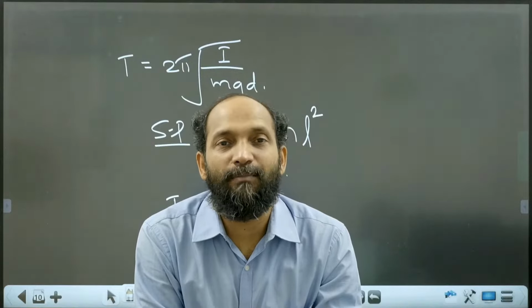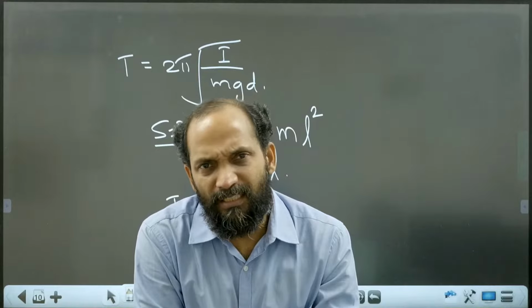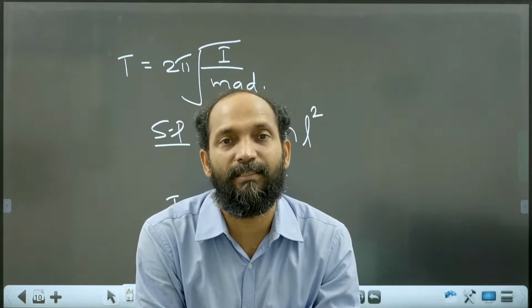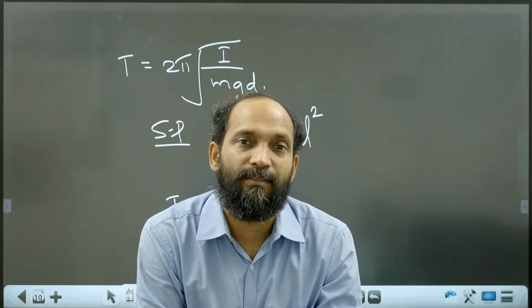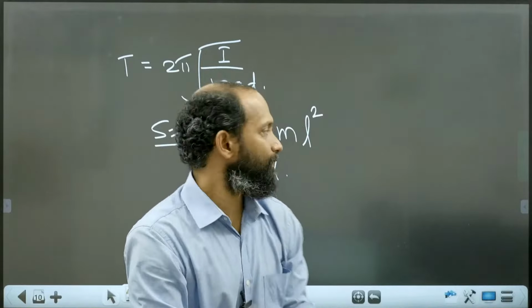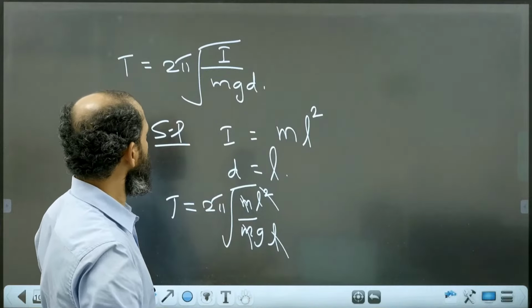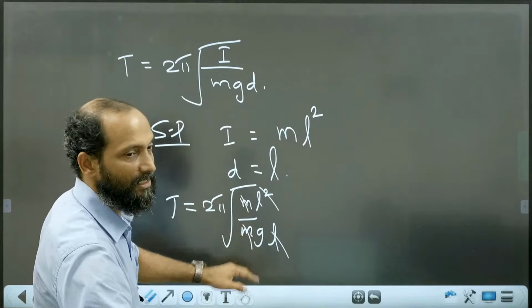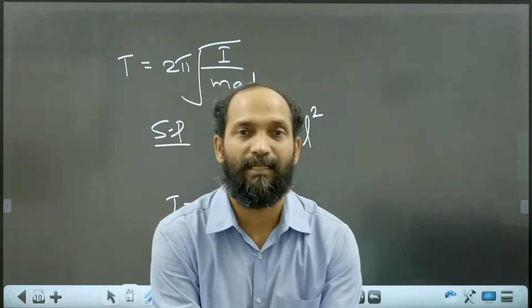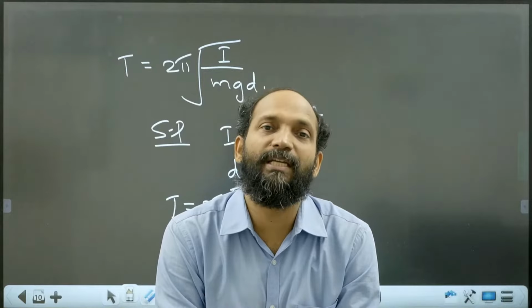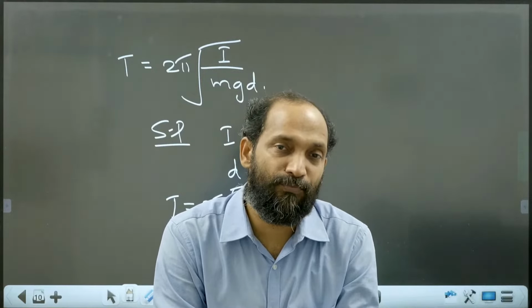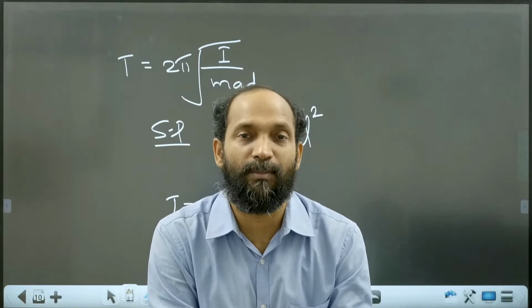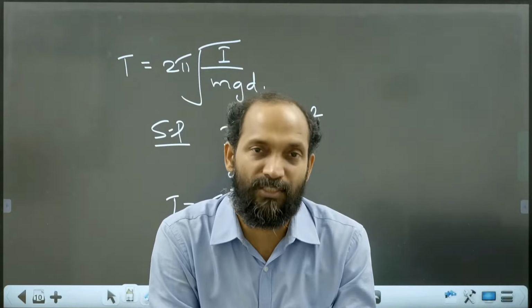2 pi root I by mgd can be applied for any rigid body which is fixed about one point and oscillated about that point. Simple pendulum is one such: 2 pi root L by g. Time period of a simple pendulum depends on length as well as acceleration due to gravity. T is proportional to root L. When length increases, period increases. When you take the pendulum from one place to another place, the g value changes, so there is also a variation in period.